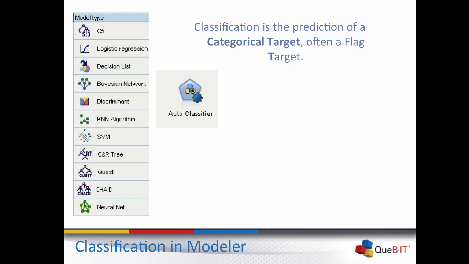Now, it's very, very common that you will have a flag target. By that I mean having just 2 categories, like whether or not you will stay or go at the end of your cell phone contract. But as we saw in the previous example, you can have more than 2 categories.